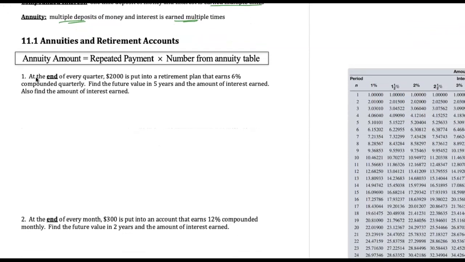Similar to previous chapters, a lot of the calculation has been done for you within the tables. So with an annuity, we have an end of every quarter. This is really important. In a few minutes, we'll talk about questions where the deposit's at the beginning. So the end of every quarter, $2,000 is put into a retirement plan that earns 6% compounded quarterly. Find the future value in 5 years and the amount of interest earned. The future value is another way to say the amount of the annuity.